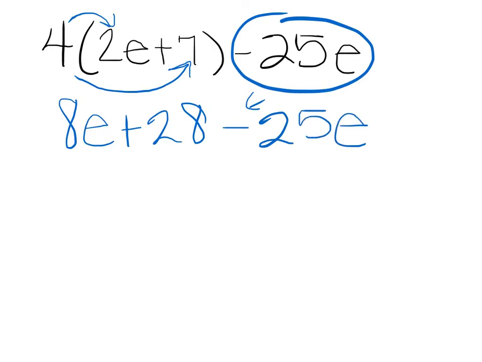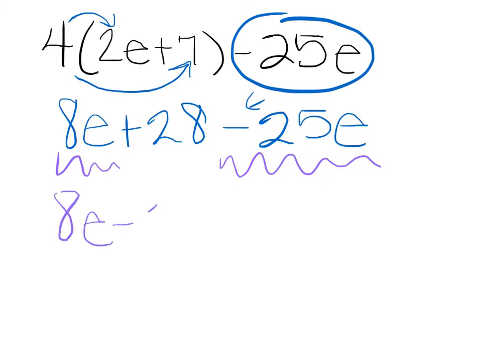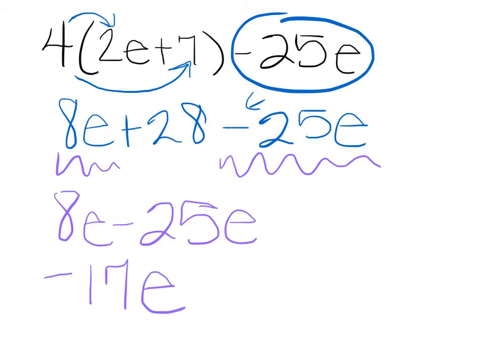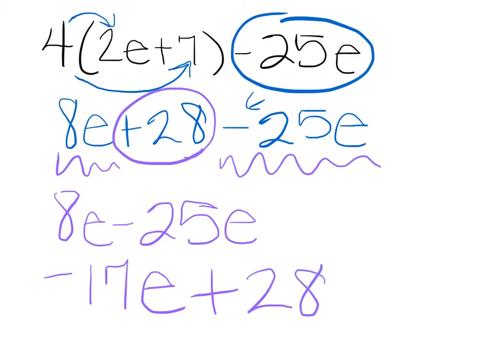So now it's time for us to combine the like terms. What are our like terms? I'm glad you asked. Our like terms are 8e and negative 25e. So we'll have 8e minus 25e. And 8 minus 25 is going to give us negative 17e. And what do we have left? Our positive 28. So our final answer is negative 17e plus 28.